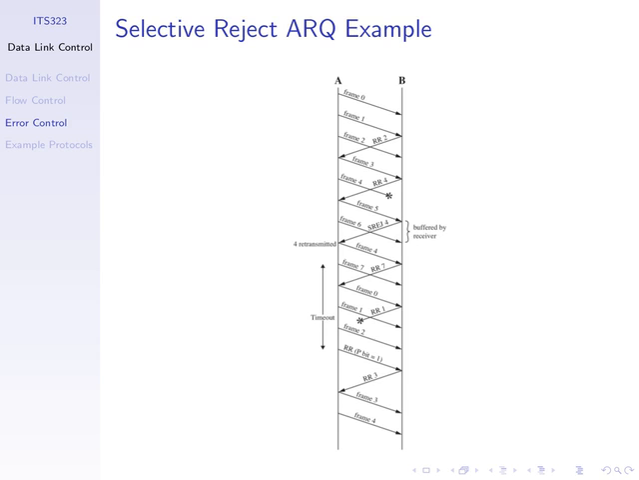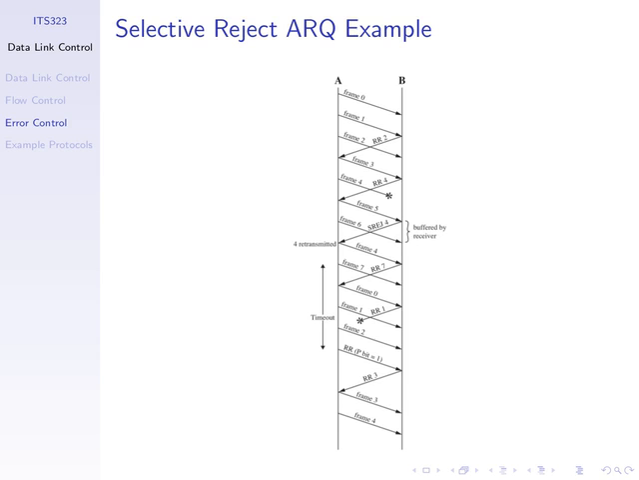What's better about go back N compared to selective reject? Simple question. Compare go back N to selective reject. What's better about go back N? Quick. My timeout interval is getting shorter. What's better about go back N? Go back N compared to selective reject, what's better? Selective reject has better efficiency. What's better about go back N?